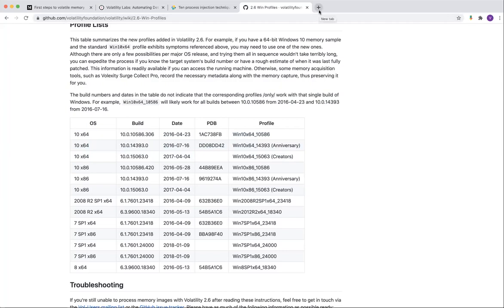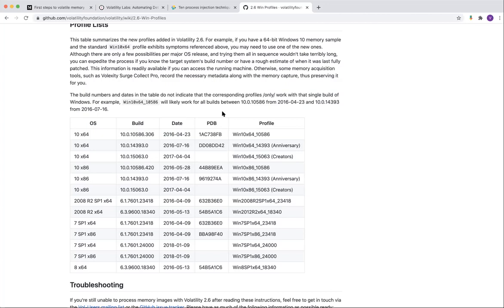So instead of service pack, we can just go with whatever we are seeing in the previous page, instead of naming it as Windows 10 SP1 64 and all. We can check with these three profiles. Correct. Windows 10 64 underscore 10586, or 14393, or 15063. Only till here. Yes. You can just replace that, and it will be able to parse that.